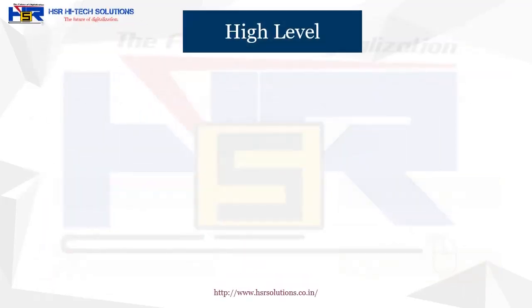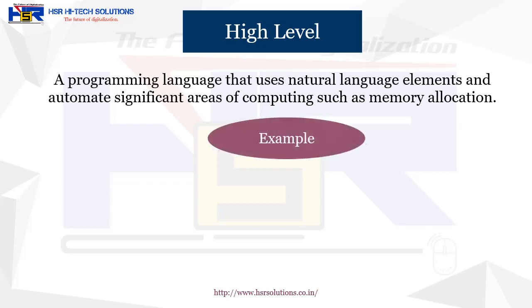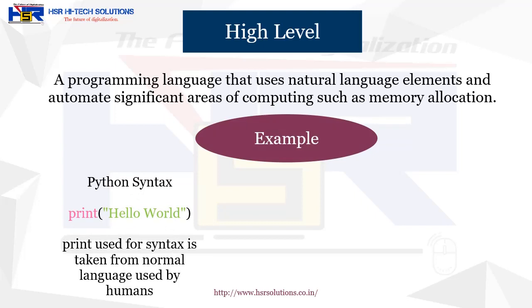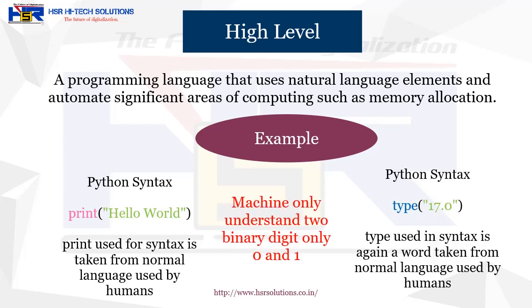Let's consider what is a high level programming language. A programming language that uses natural language elements and automates significant areas of computing, such as memory allocation, is known as a high level programming language. For example, in Python syntax, print hello world, print is a word taken from natural language. In another example, type 17.0, type is another word taken from natural language. A machine only understands 0 and 1. Here Python is converting all these natural language elements into machine language. That's why Python is considered a high level programming language, because it converts all the natural language elements into machine language elements.